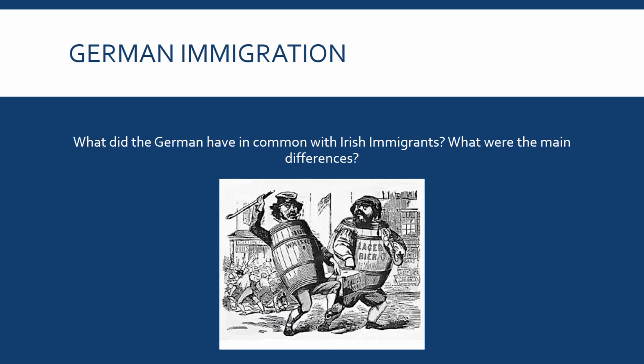Pause the video and answer the following question. What did the Germans have in common with Irish immigrants? And what were the main differences? You can use this cartoon showing discrimination between both groups as help to answer the question.